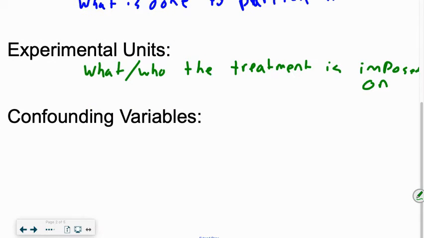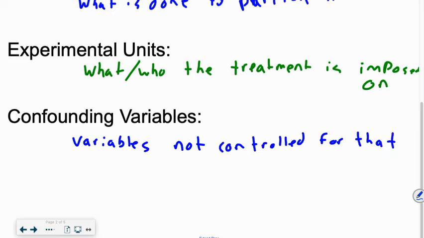Confounding variables are variables that are not controlled for that affect the results. So if we're imposing a treatment, but we have a different variable that could come into play, which one is actually causing the results? The one that we imposed or the one that was just there normally?